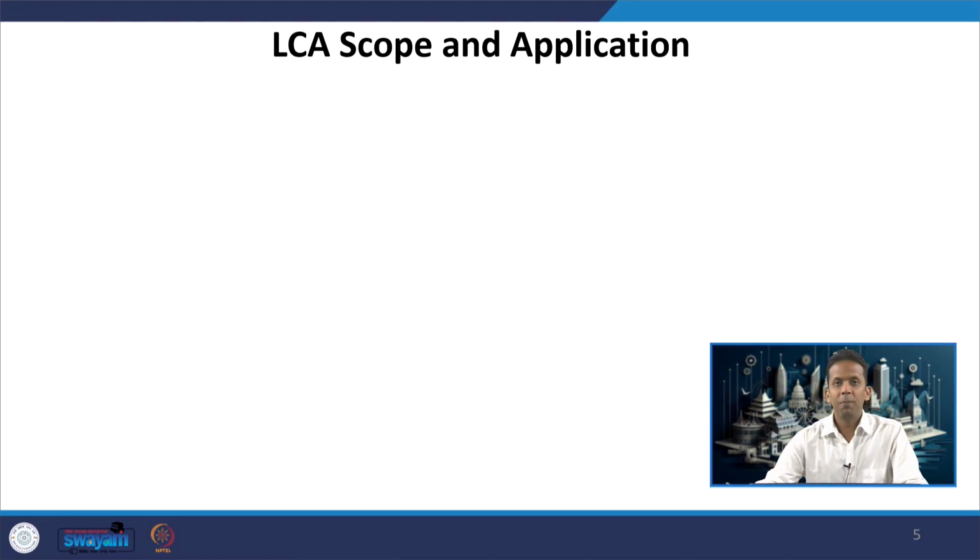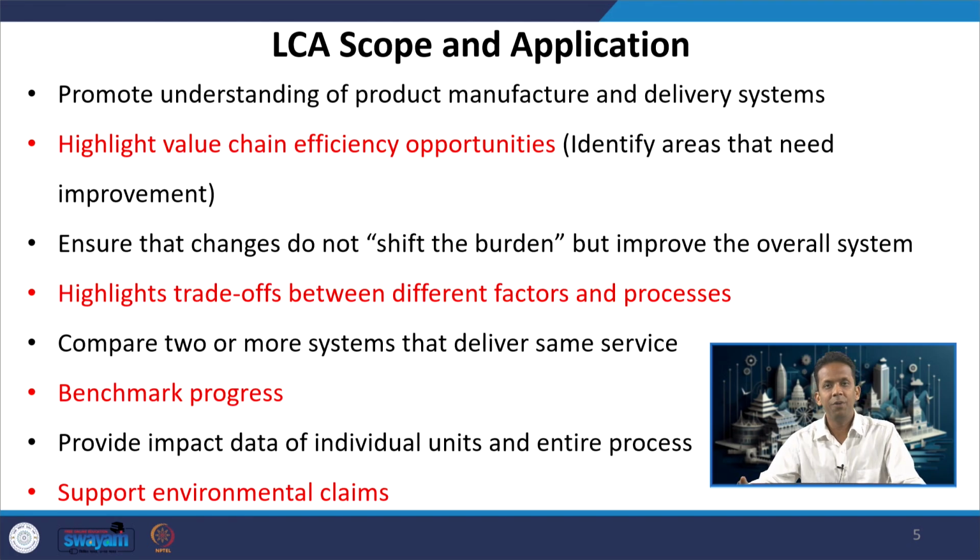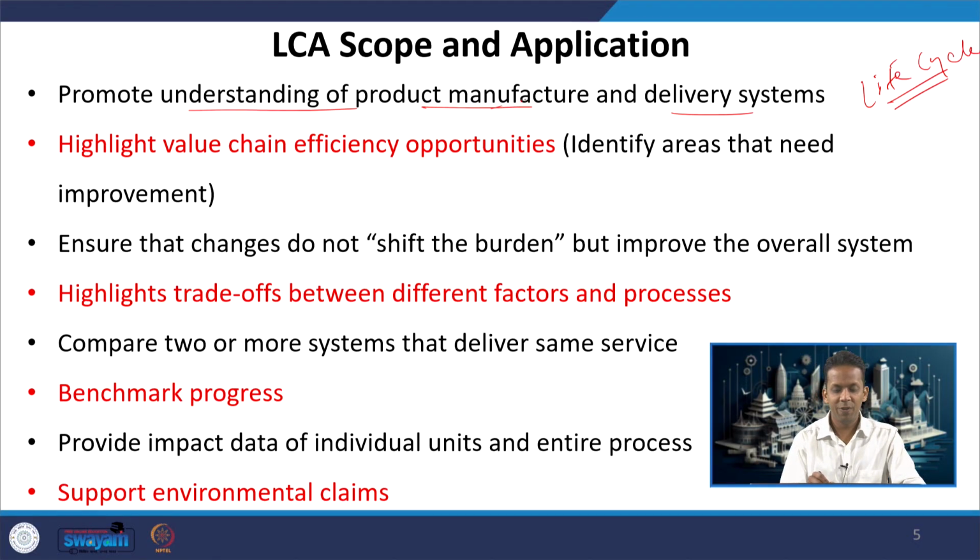Now, coming to the scope and application. What are the things included in the scope of LCA, and where it would be applied, or how it would be useful in different sectors. LCA promotes the understanding of product manufacture and delivery systems, because we talk about the entire life cycle of the product. It includes not only manufacturing, but also delivery, consumption and disposal phases. But so far as the responsibility of industries is concerned, primarily it is with respect to manufacture and delivery. So, that understanding is promoted by LCA.